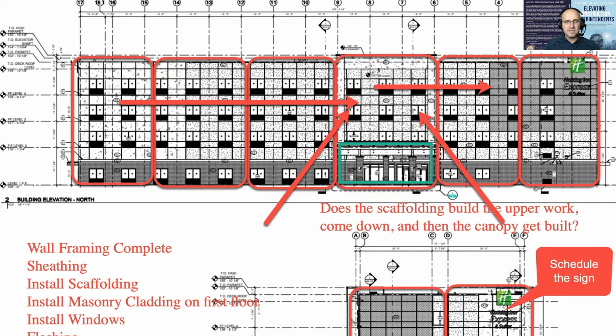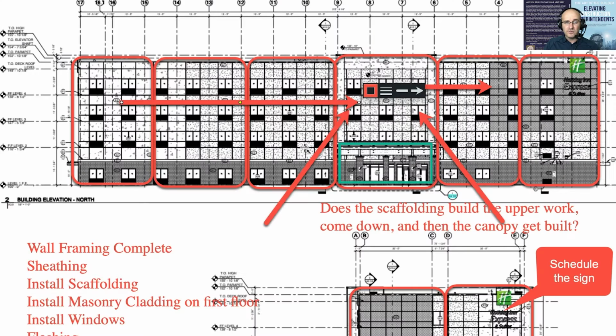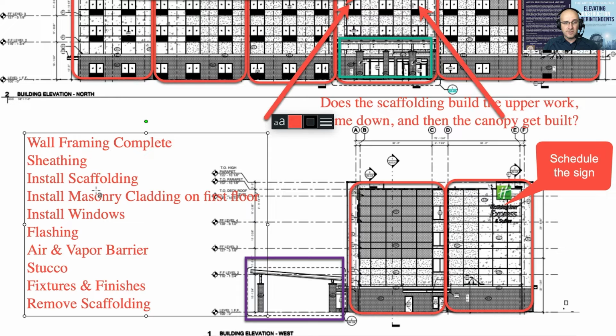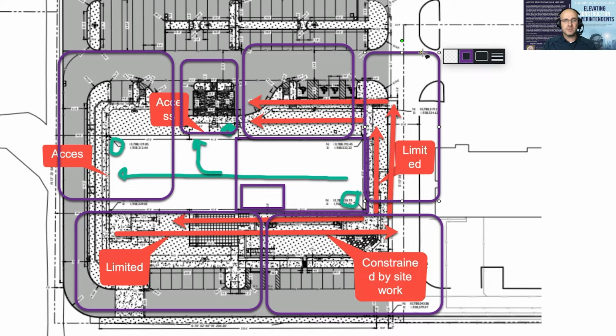Additionally, I'll do this with the exterior. You can see that I've identified preliminary production zones or tact zones on the outside, the flow arrows, and then key areas where I need specific sequencing, like over this canopy. I've communicated to the team that I want to build this with scaffolding all the way throughout and then build the canopy afterwards. I've even included a sequence for the exterior, and I've made sure to note things like scheduling the exterior sign. And I'll usually finish it up by identifying the zones for the site work after the exterior.